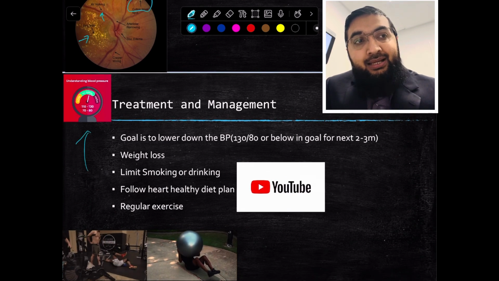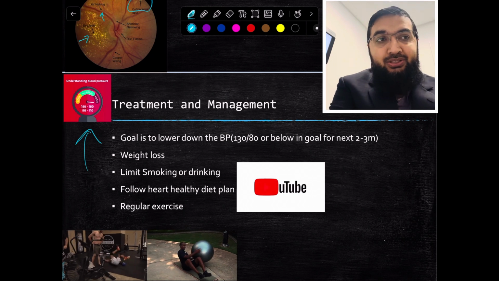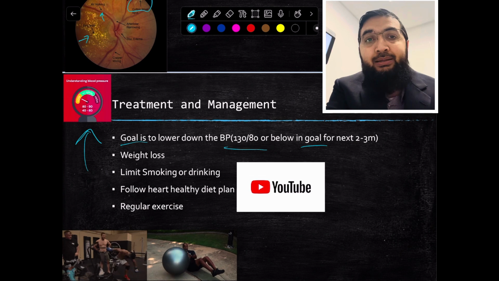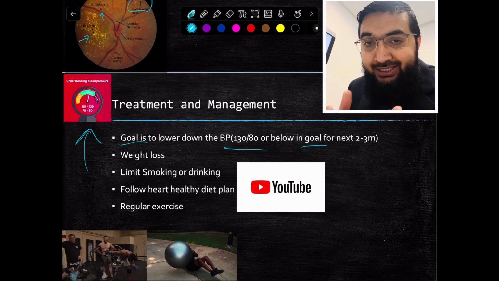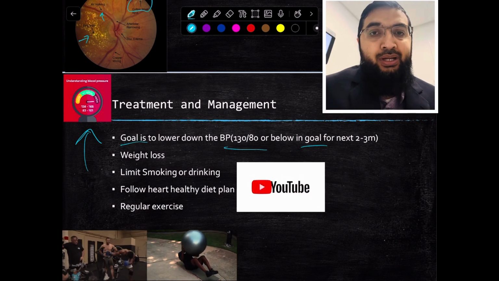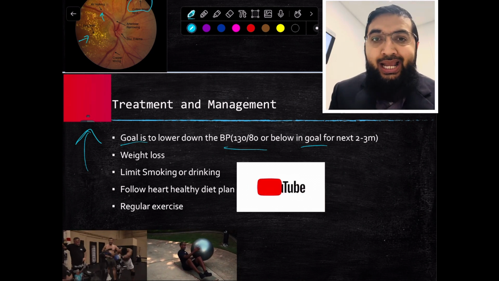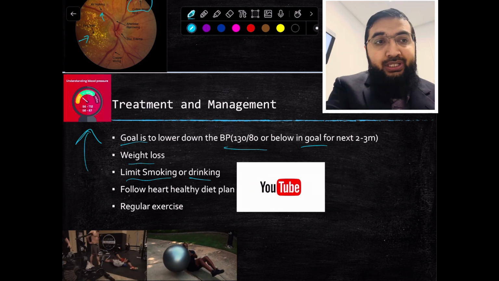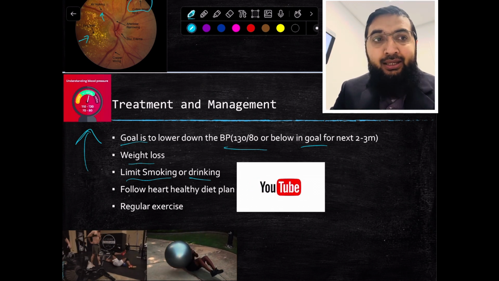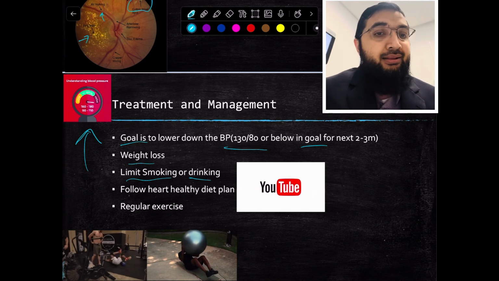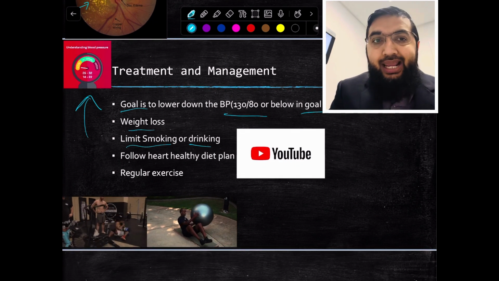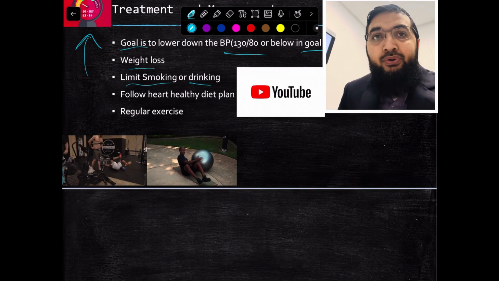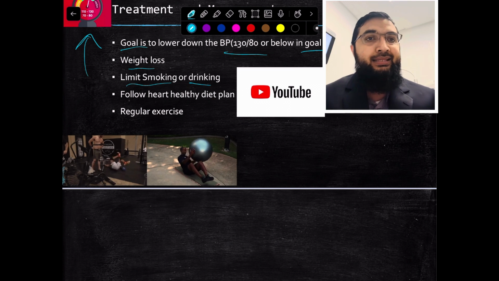Treatment and management. You need to understand your blood pressure, where you are at, what you need to do, what the goal is, what the ideal blood pressure is. Have a sense of it. You need to know what to do, where you are at, and what you should do next, because you have to take it seriously. Weight loss is important. Limit the smoking and the drinking, and follow a heart healthy diet plan. That's important. Regular exercise is important. So you have to know your goals for the next 2 to 3 months and then go from there.